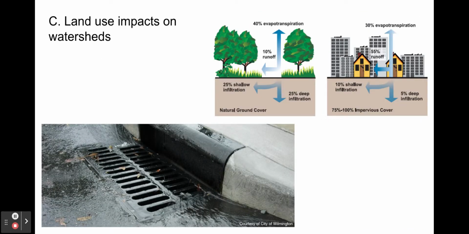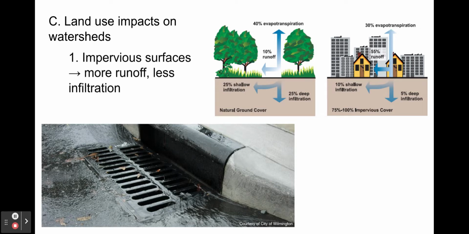Our next section is about how we use the land and how it impacts the watershed. Section C, land use impacts on watershed. What we do on land matters. Detail 1, impervious surfaces lead to more runoff and less infiltration.